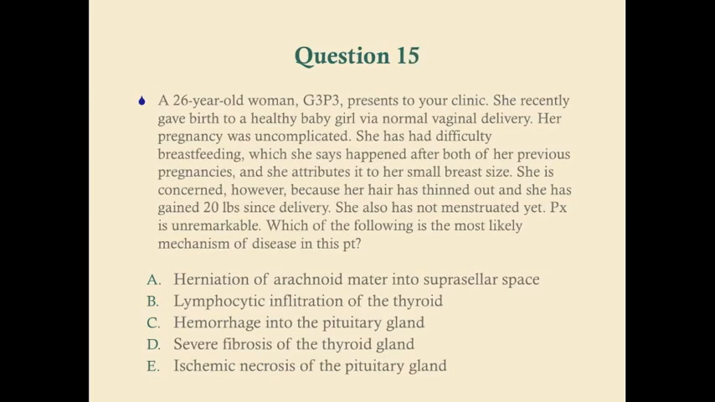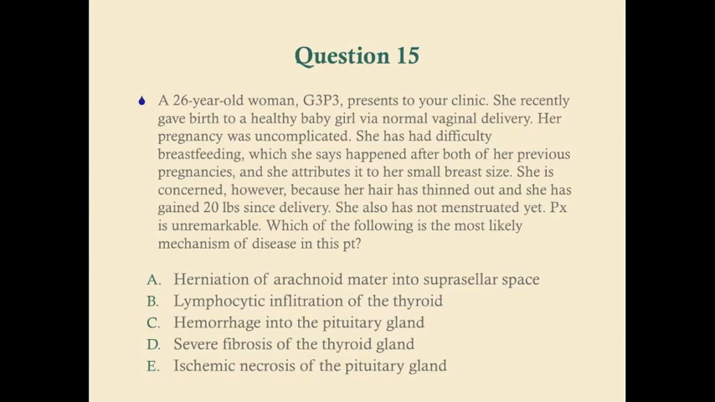Okay, 26-year-old woman, G3P3, presents to your clinic. She recently gave birth to a healthy baby girl via normal vaginal delivery. Her pregnancy was uncomplicated. She has had difficulty breastfeeding, which she says happened after both of her previous pregnancies, and she attributes it to her small breast size. She is concerned, however, because her hair has thinned out and she's gained 20 pounds since delivery. She also has not menstruated yet. Physical exam is unremarkable.